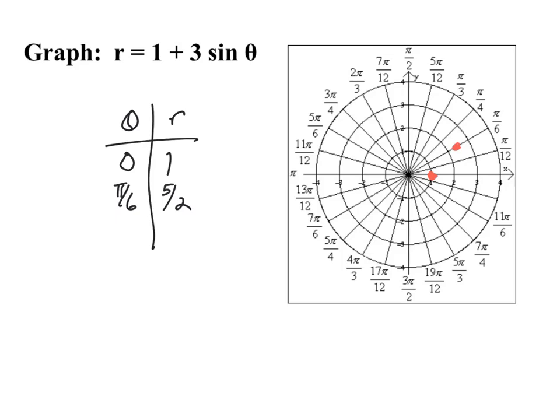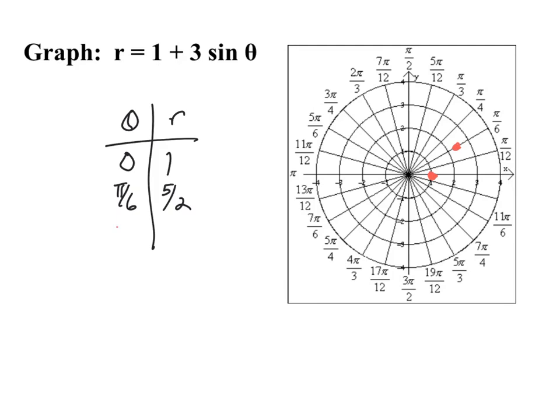After this, you can start doing the pi over 4, the pi over 3, but those aren't really nice values for sine, because the sine of pi over 4 is square root of 2 over 2. We could certainly use our calculator to do that. The sine of pi over 3 is the square root of 3 over 2. Again, we could use our calculator and get a decimal approximation, but I'm actually just going to go to pi over 2 because the sine of pi over 2 is 1. So this just ends up being 1 plus 3.